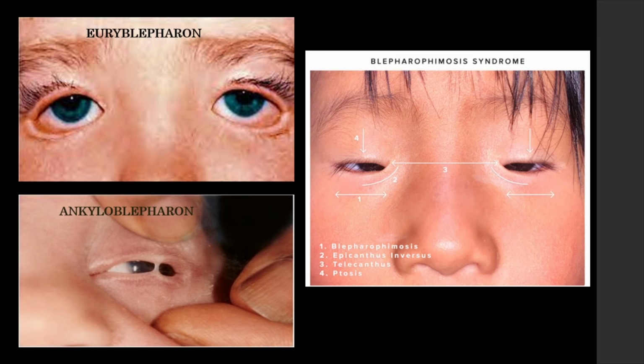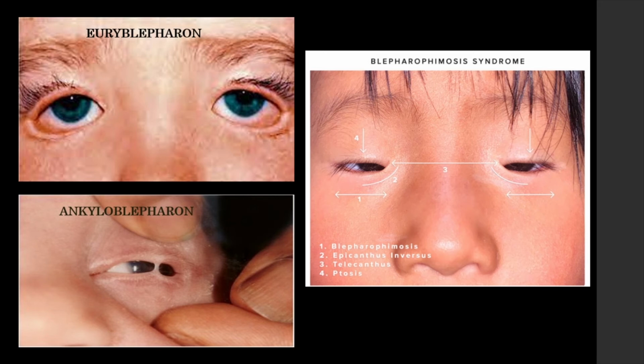Euryblepharon is a horizontal lengthening of the palpebral fissure. Ankyloblepharon, there is incomplete separation of the lids, forming an adhesion between the upper lid and the lower lid. And then there is blepharophimosis, that is shortening of the palpebral fissure. There is epicanthus inversus. There is an extra skin fold connecting the upper lid and the lower lid. And telecanthus is increased distance between the two medial canthi, and ptosis can occur.